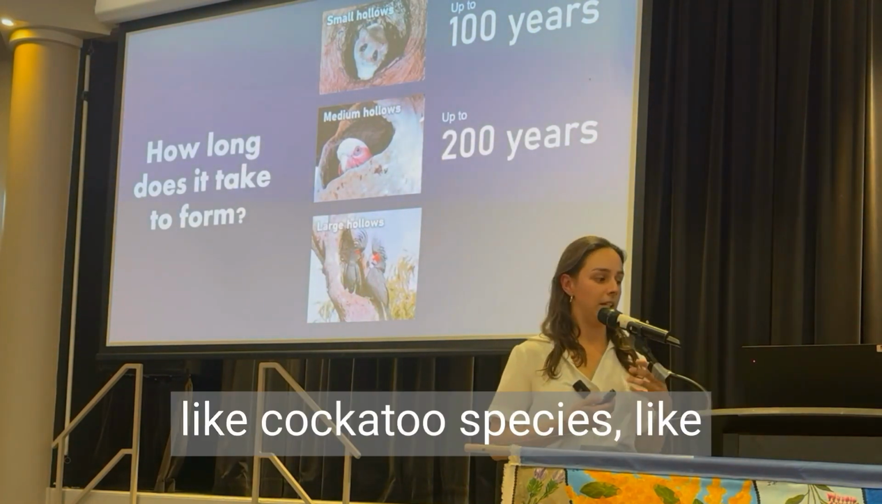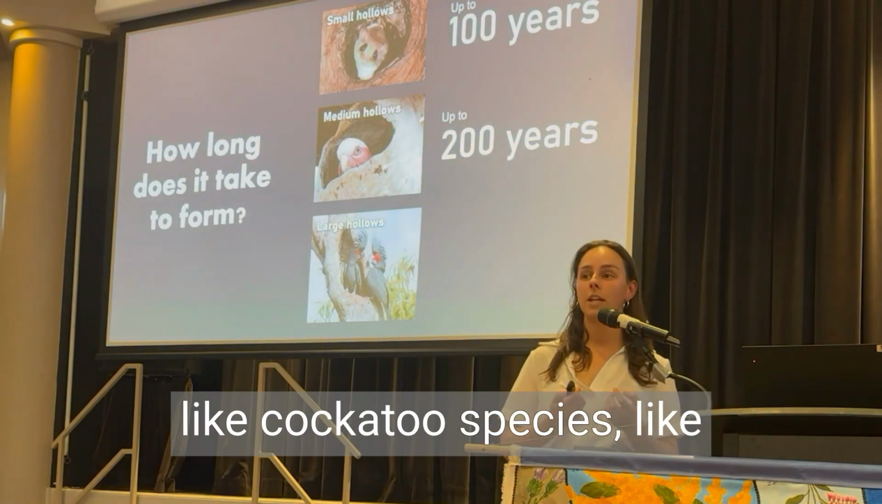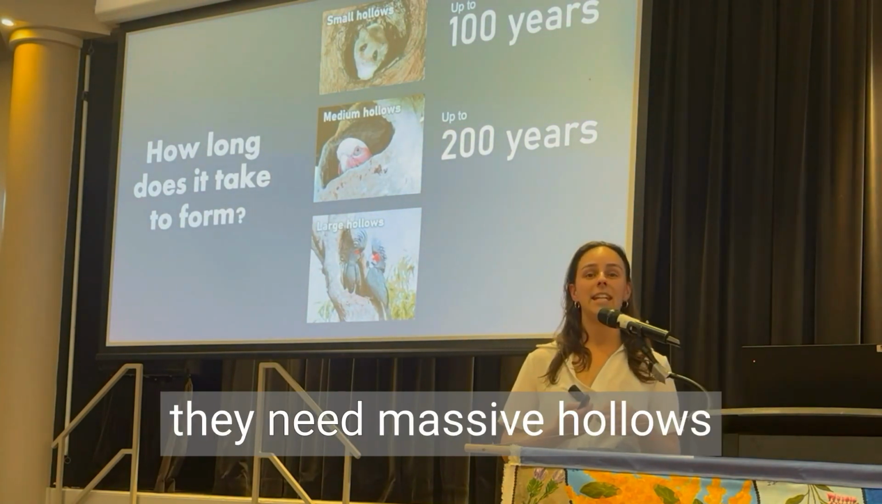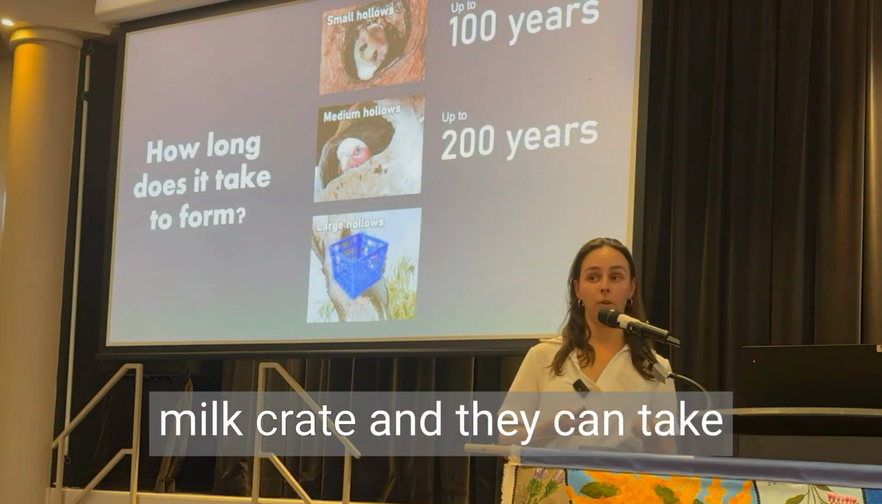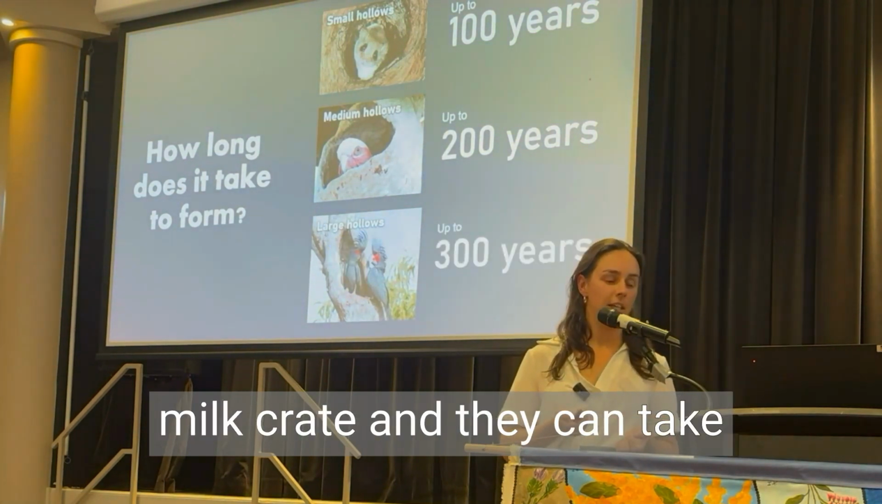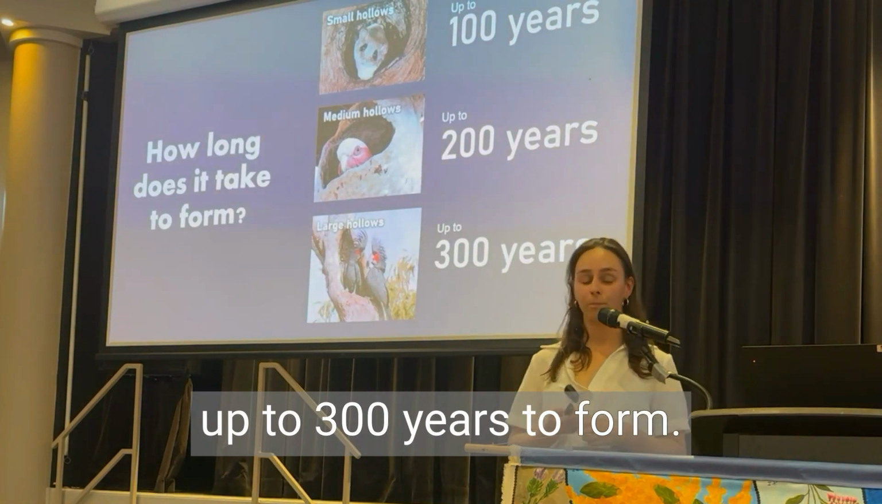And if we look at something like cockatoo species, like the palm cockatoo, they need massive hollows that are about the size of a milk crate, and they can take up to 300 years to form.